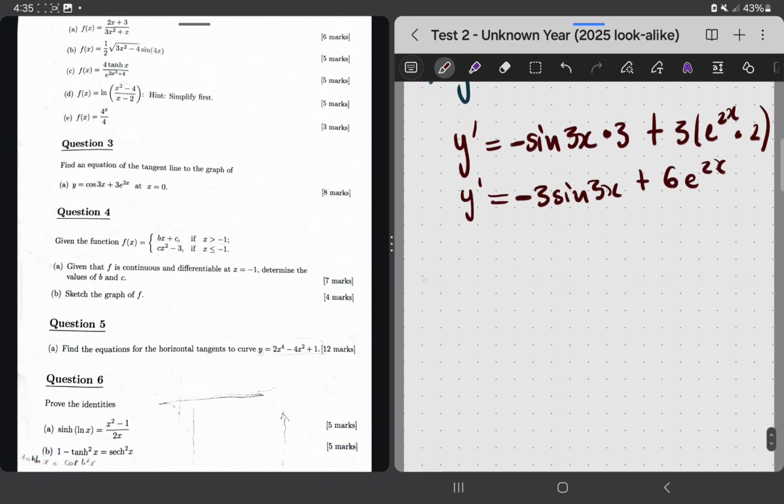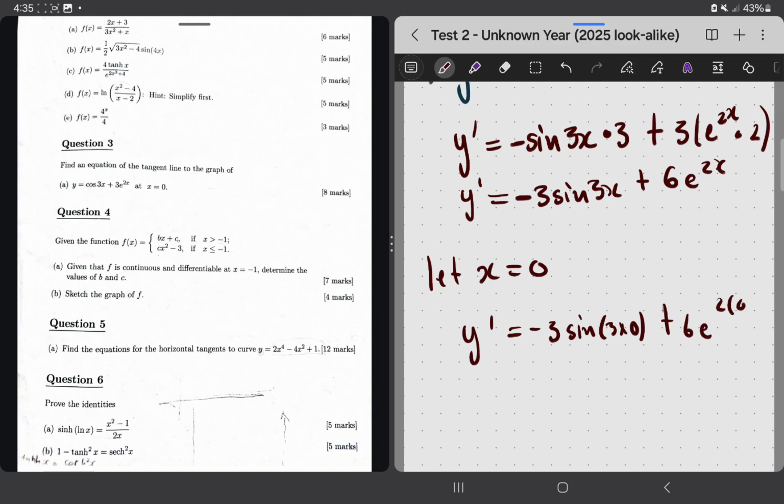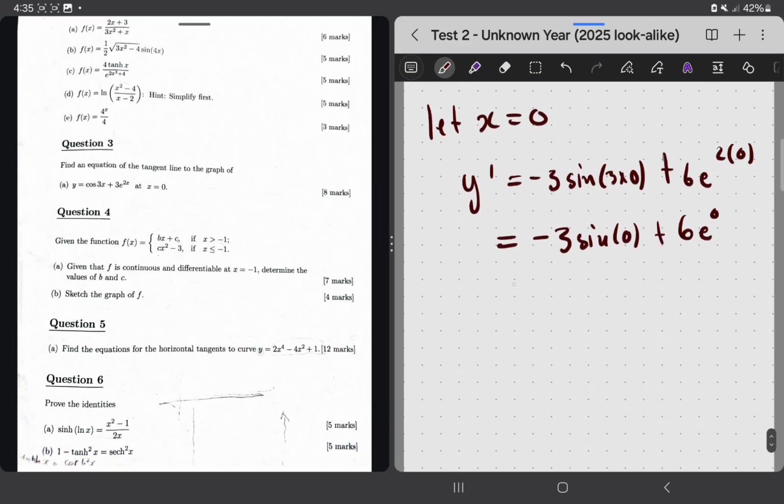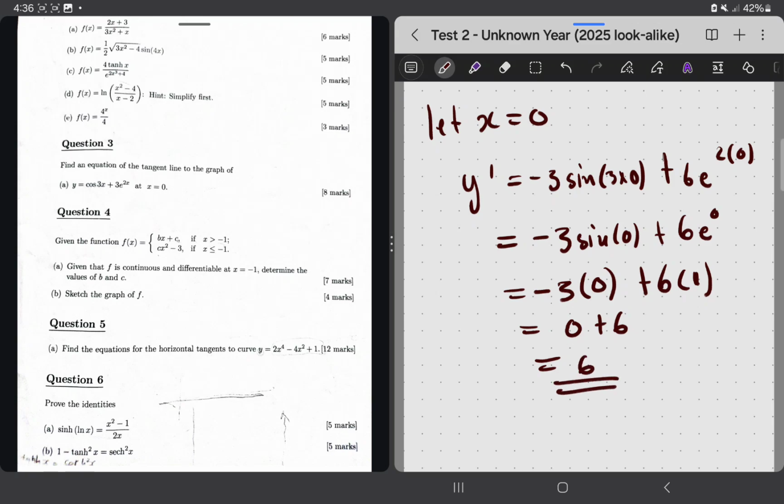Now we can say, let x equal to 0. Our y prime is going to be negative 3 sine of 3 by 0 plus 6e to the 2 by 0. Sine of 3 by 0 is just sine 0, and 6e to the 2 times 0 is 6e to the 0. Negative 3 times sine 0 is just going to be 0, then plus 6e to the 0. Any number to the power of 0 is 1, so it's going to be 6 by 1. Negative 3 times 0 is 0 plus 6 by 1 is 6. So our m is going to be 6.